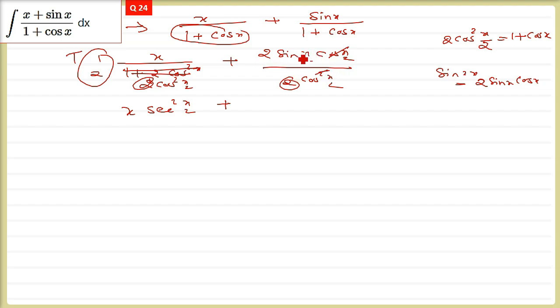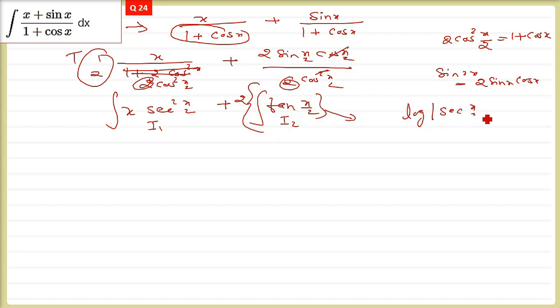Don't worry about the constants. You will manage it, I am sure about it. Just concentrate on the different trigonometric terms. So tan x by 2 has come. Now we need to integrate these two. Log, this tan x by 2 has a direct result. So x sec square x by 2 has to be integrated, and tan x by 2 has to be integrated separately, because tan x by 2 has a direct result.